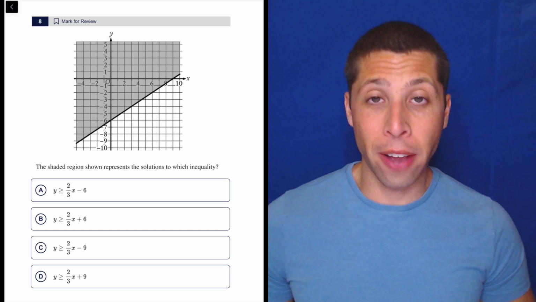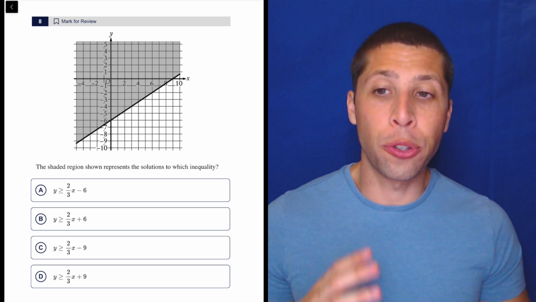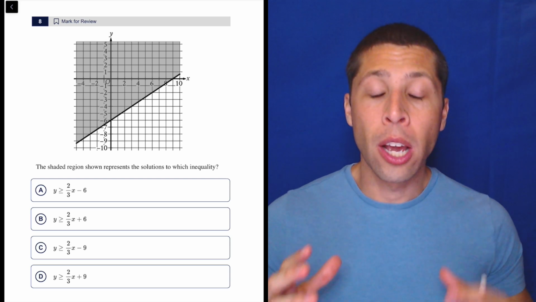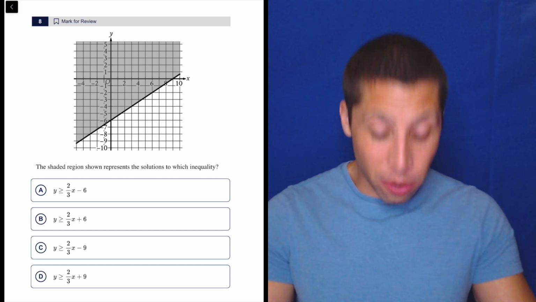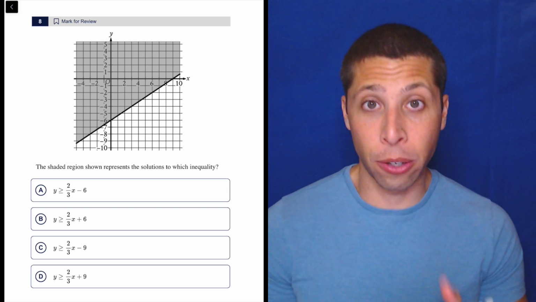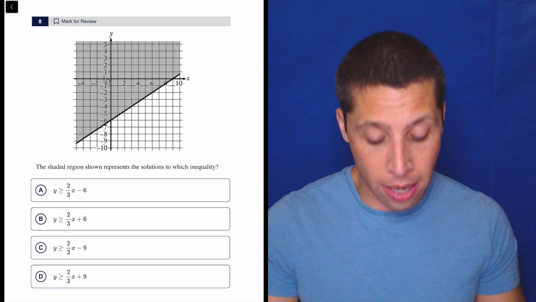This question is a great reminder that the answer choices are part of the question. They're asking you to represent the solutions of this inequality. You do not need to come up with that equation, inequality, out of nowhere, right? You have 4 options here. Your job is to test those options. So look at them, see what's different, deal with different pieces one at a time.